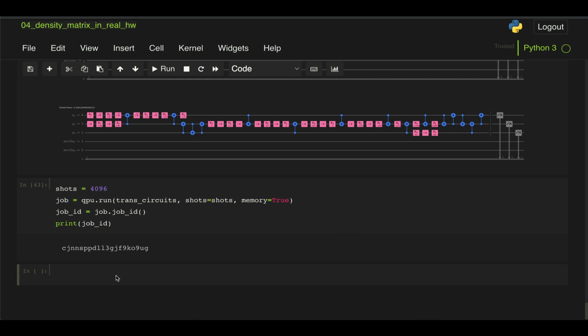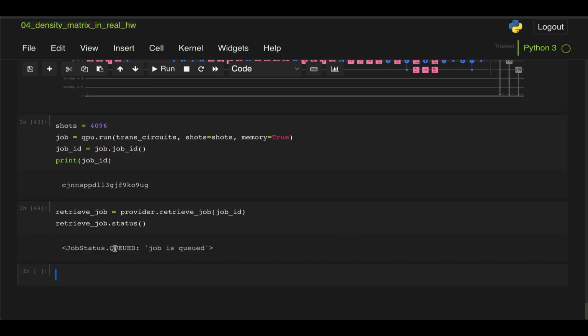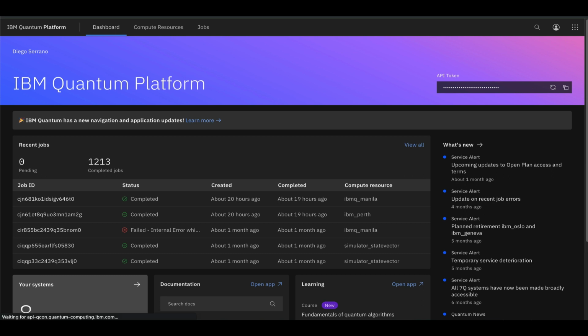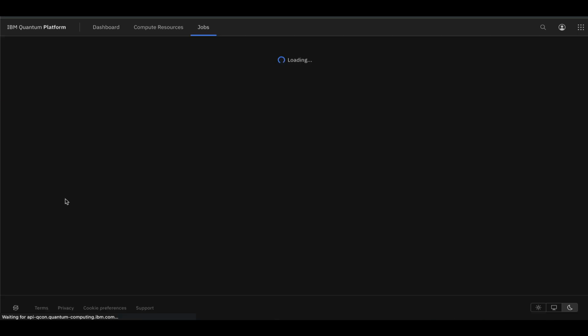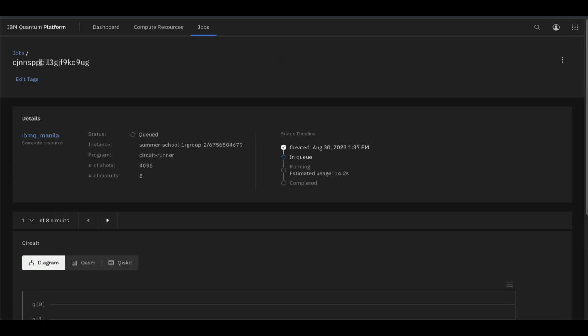And here we can look at the status of it, which says it has been queued. And this is going to take quite some time. So we can go here to the IBM Quantum Platform website, and we can see that our job is now queued. So we're going to pause the video here and wait for this to complete to keep going.